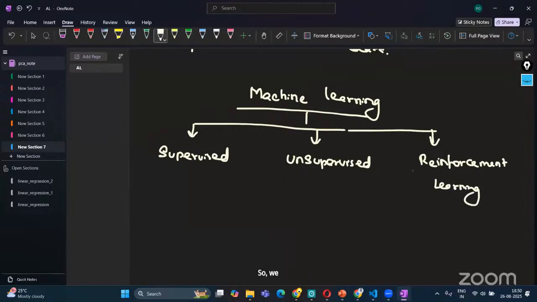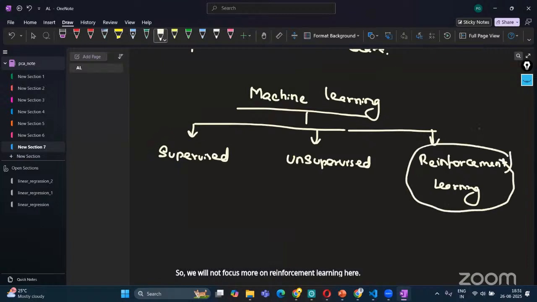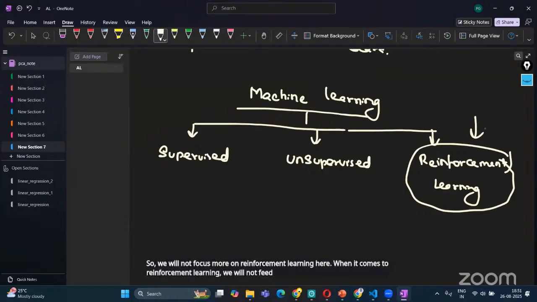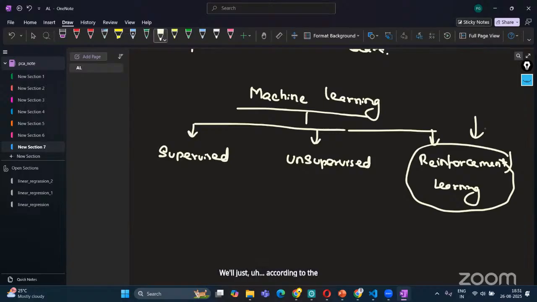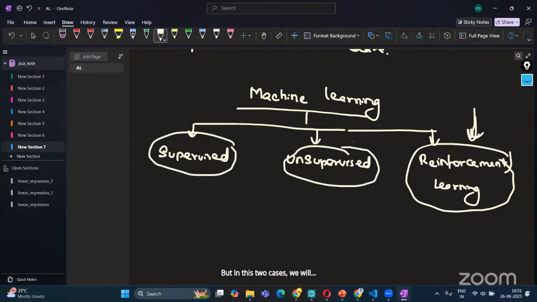We will not focus more on reinforcement learning here. When it comes to reinforcement learning, we will not feed any data. According to the situation, the model will understand what is good or bad. In this case, we will not focus on feeding the data. But in these two cases, we will understand the pattern by feeding the data.